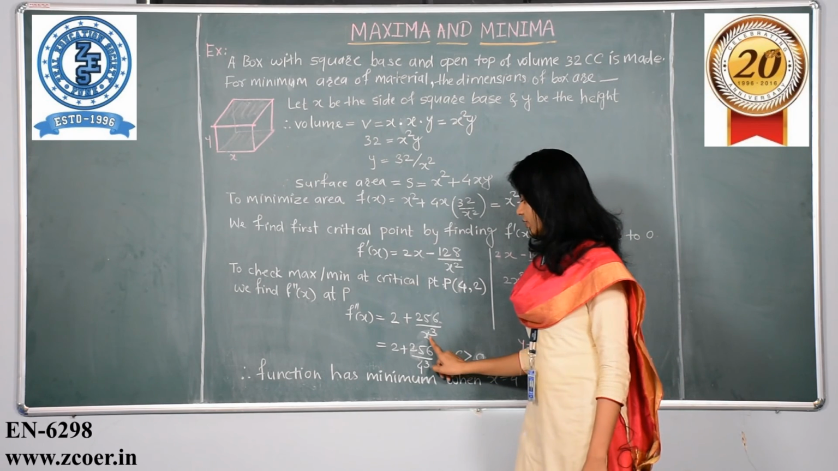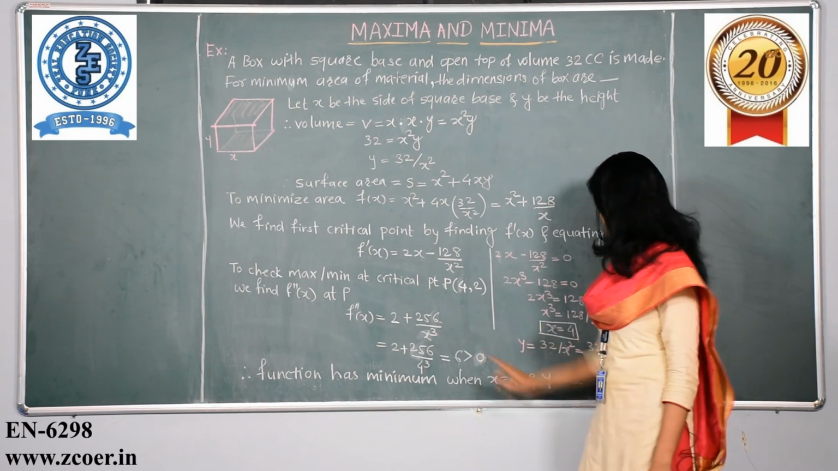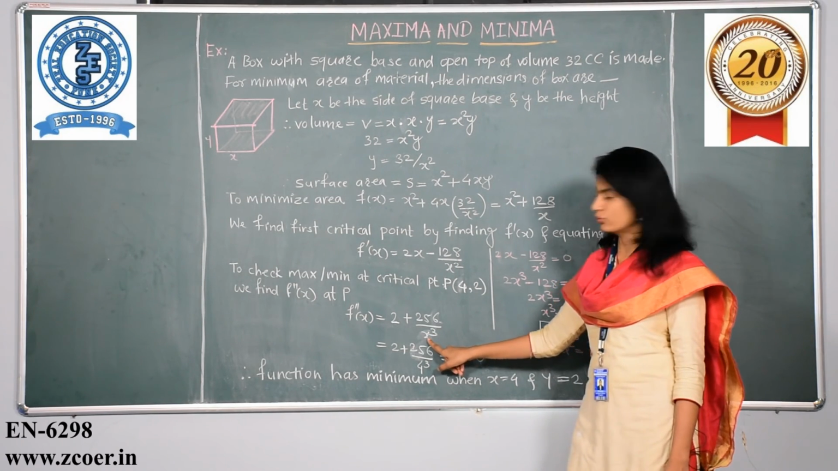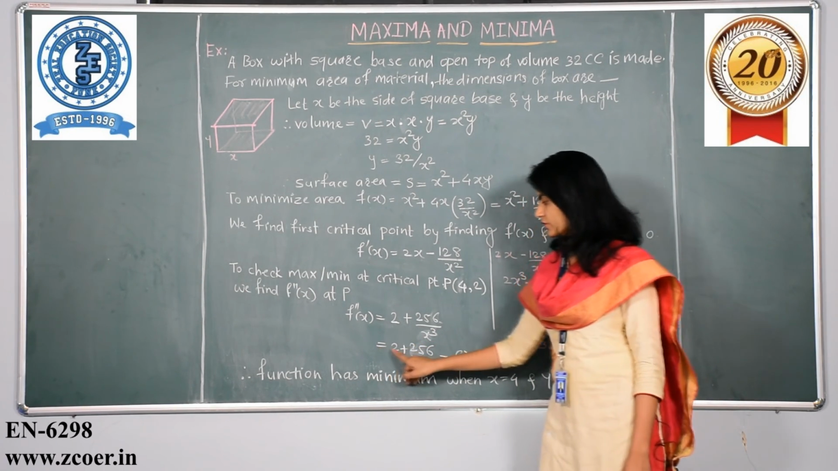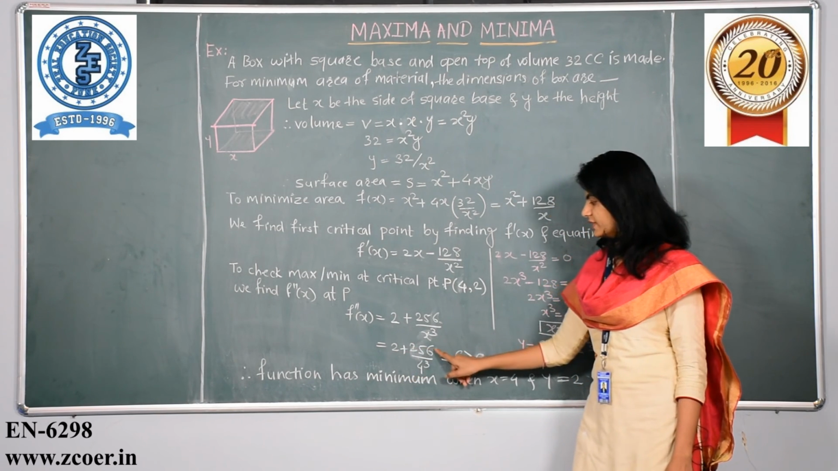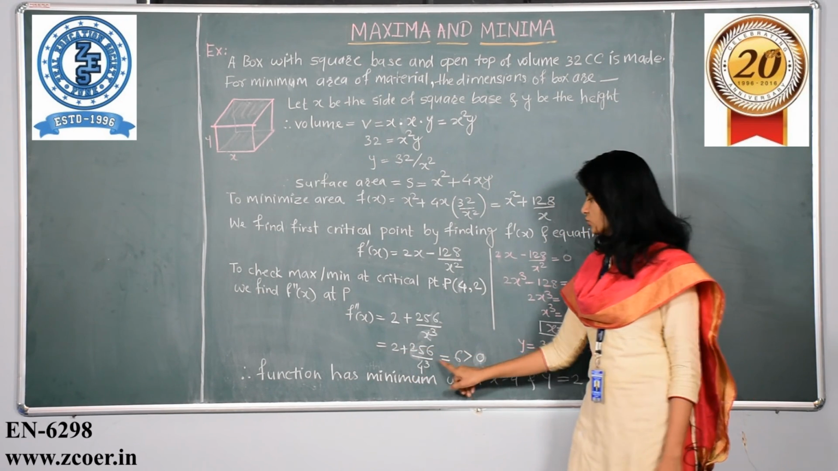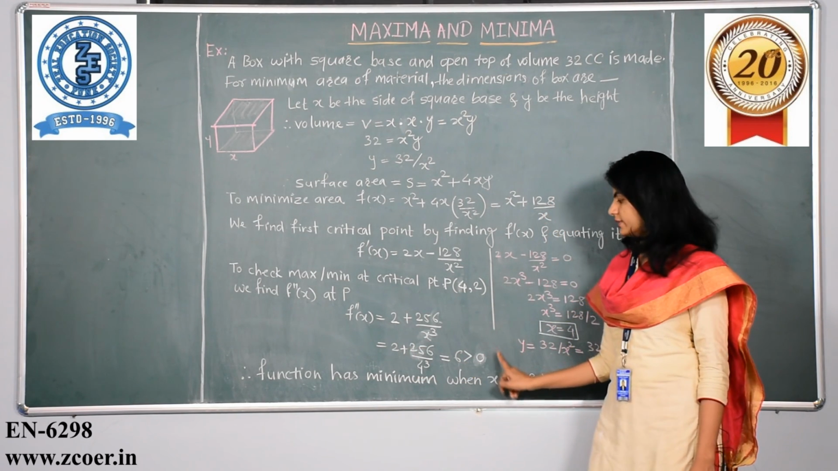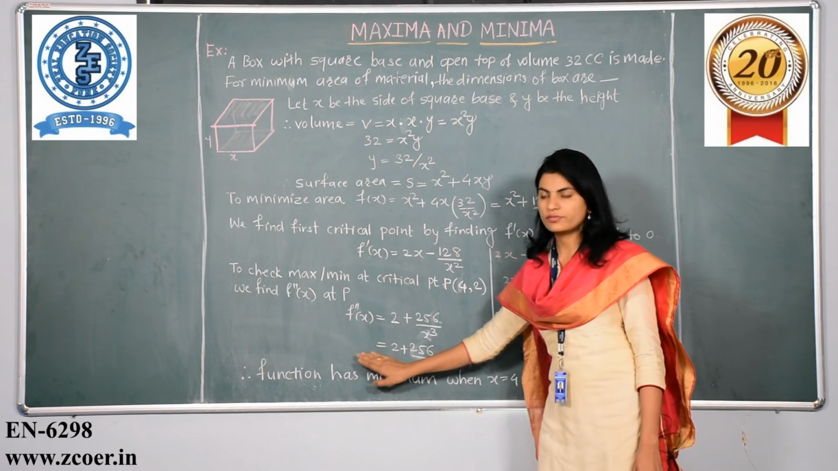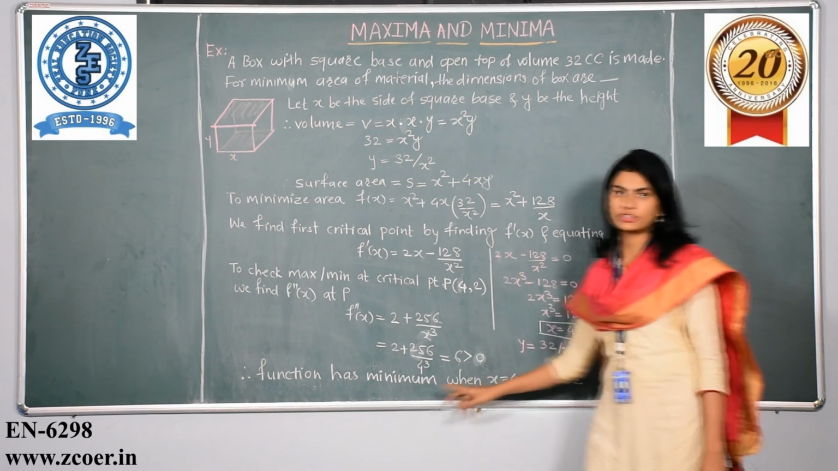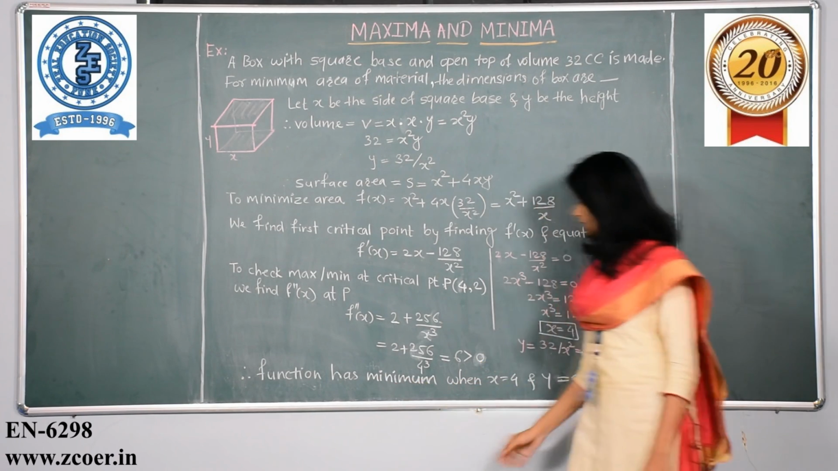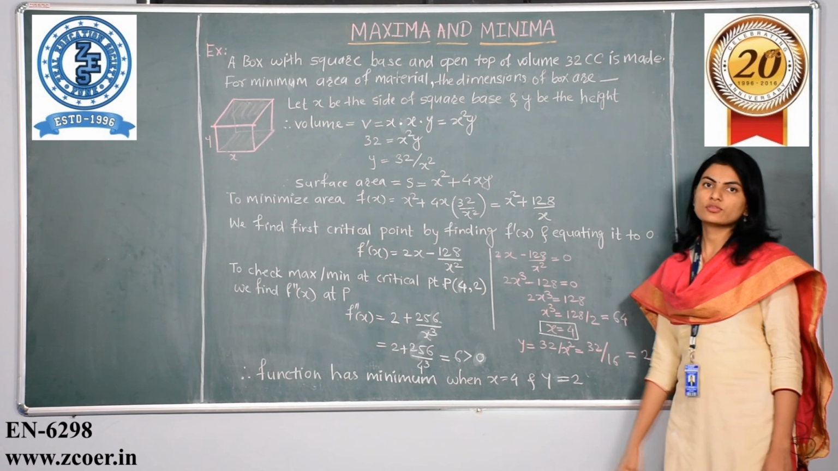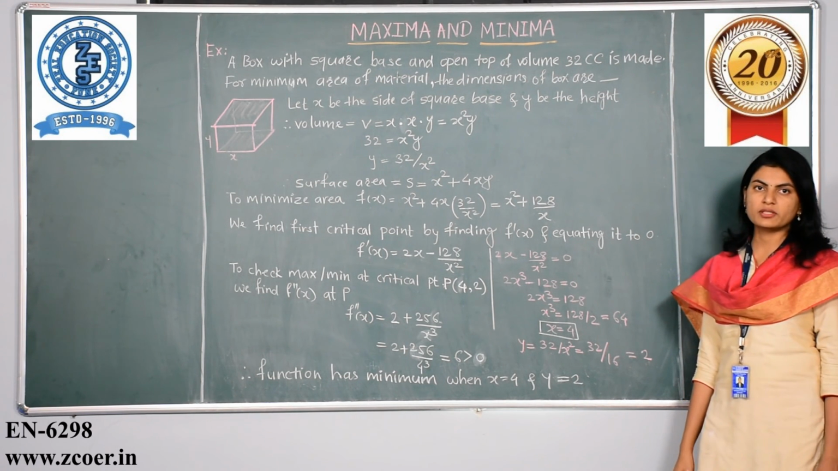In this equation we have the value of x. The value of x is 4, which we have recently calculated. Putting the value of x as 4 into the equation, we get 2 plus 256 divided by 4 cube. This whole value becomes 6, and 6 is greater than 0. When the second derivative of a function is greater than 0, then the function has a minimum. The function has a minimum when x is 4 and y is 2. So friends, I hope you have understood the maxima and minima calculation.